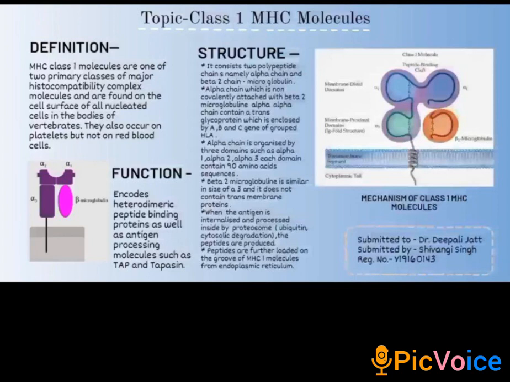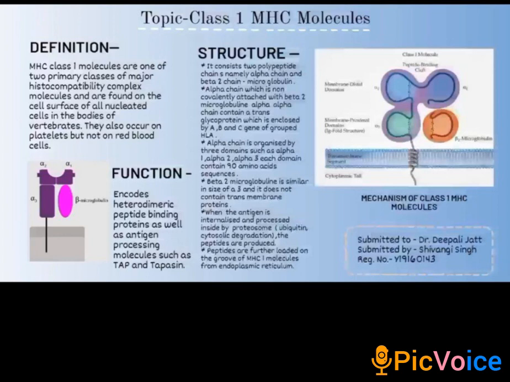Beta 2 microglobulin. First, it has a molecular weight of 12 kilodaltons and is encoded by a single gene on chromosome 15. Second, it is bound non-covalently to the alpha chain. Third, it is essential for proper folding of the alpha chain.